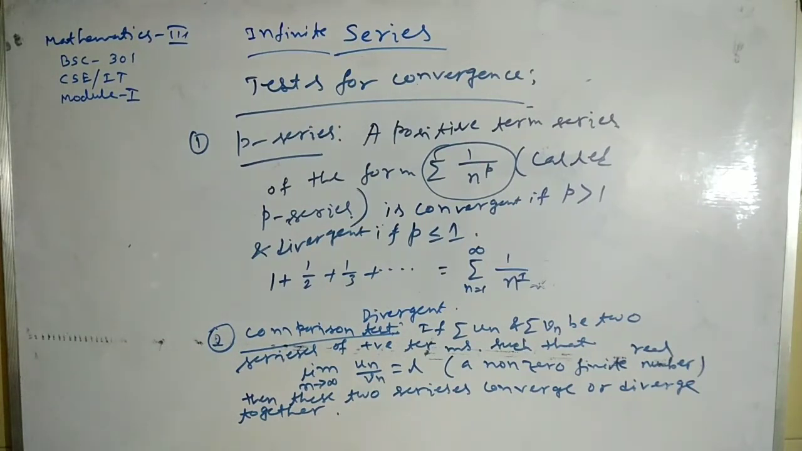So if you are given two series un and vn of positive terms, and if this limit exists, meaning the value of the limit is a non-zero finite real number, then we can say that these two series converge or diverge together. That is, if un converges, then vn converges, and if un diverges, then vn diverges, or vice versa. Now I will take an example of this comparison test.